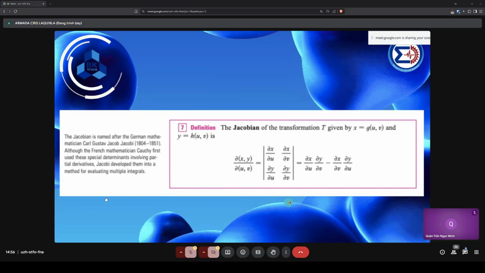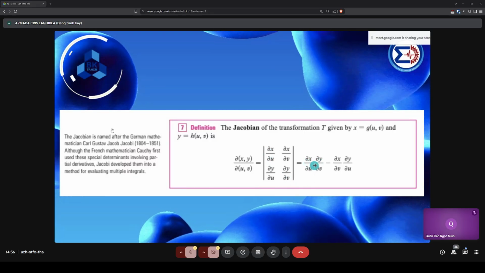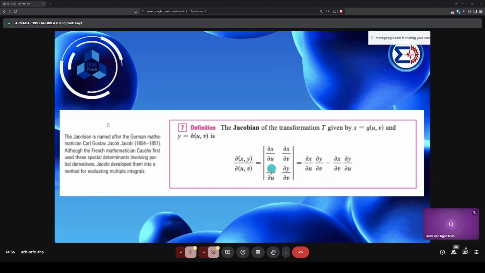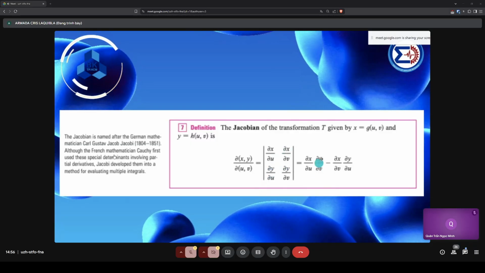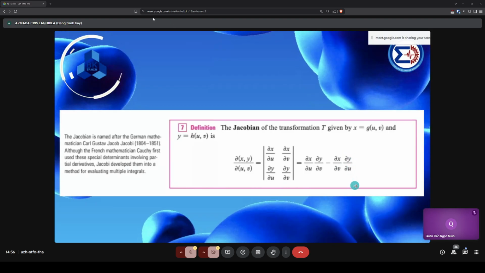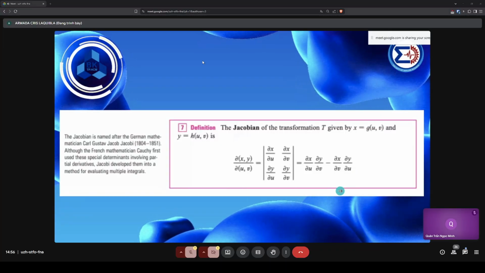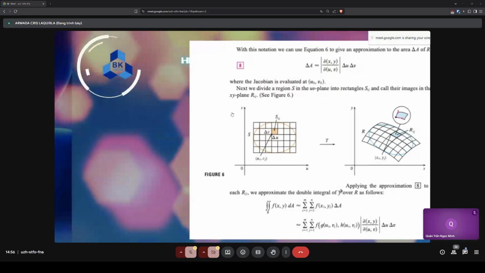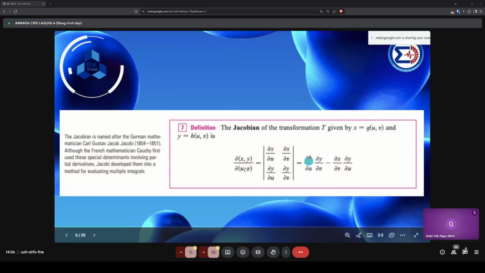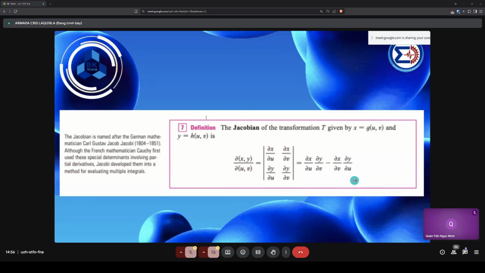Now to compute the determinant, you multiply these two: partial of x over partial of u times partial of y over partial of v, minus you multiply these two also: partial of x over partial of v times partial of y over partial of u. And that's it. As you can see in the multiplication, they have different variables: x, y, u, v here, and x, y, v, u here.